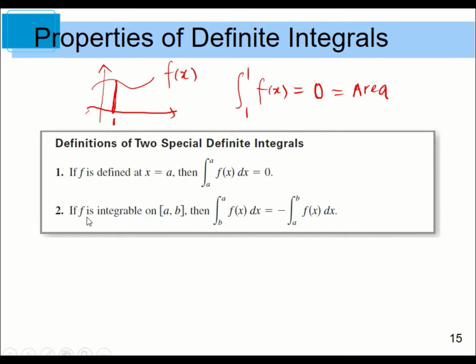Now the second property: if we integrate function f from b to a, this is equivalent to the negative of integrating the same function from a to b. So if we exchange these two values, we have to apply a negative in front.